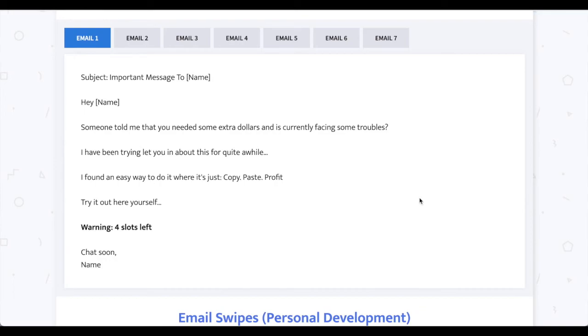So I wanted to show you how to write emails correctly, because it's very, very important when it comes to emails, people opening them, reading them, being engaged, and responding, okay?